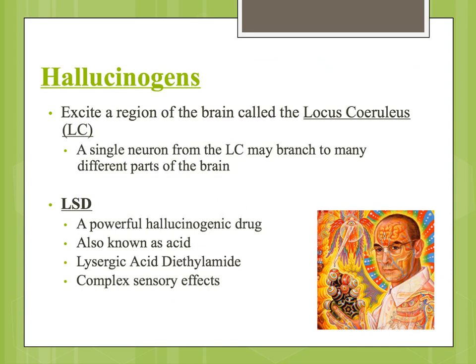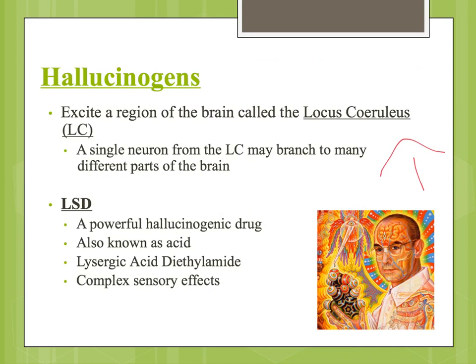hallucinogens. So the first category of drugs we talked about was depressants, which slow down neurocommunication. Then we discussed stimulants, which speed up neurocommunication. And then we have now hallucinogens. Hallucinogens have a completely different effect than the previous two drugs because they affect an area of the brain known as the locus coeruleus, also known as the LC. And a single neuron from the LC can branch to many different parts of the brain.